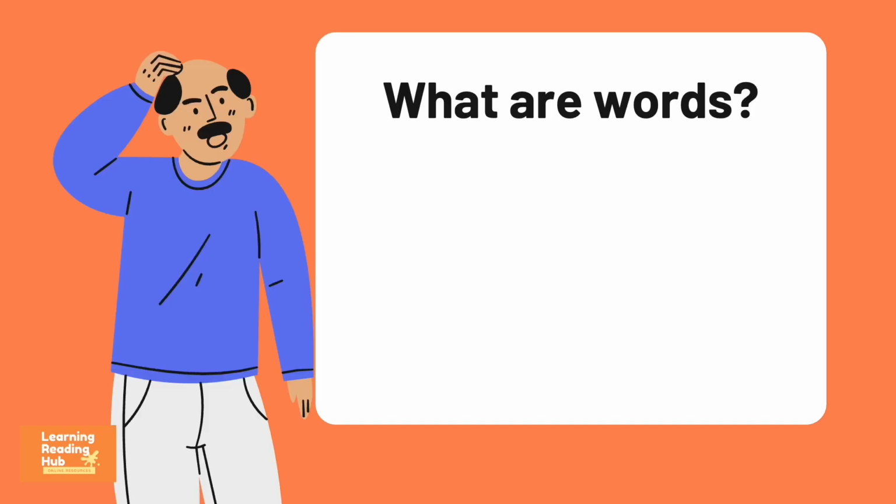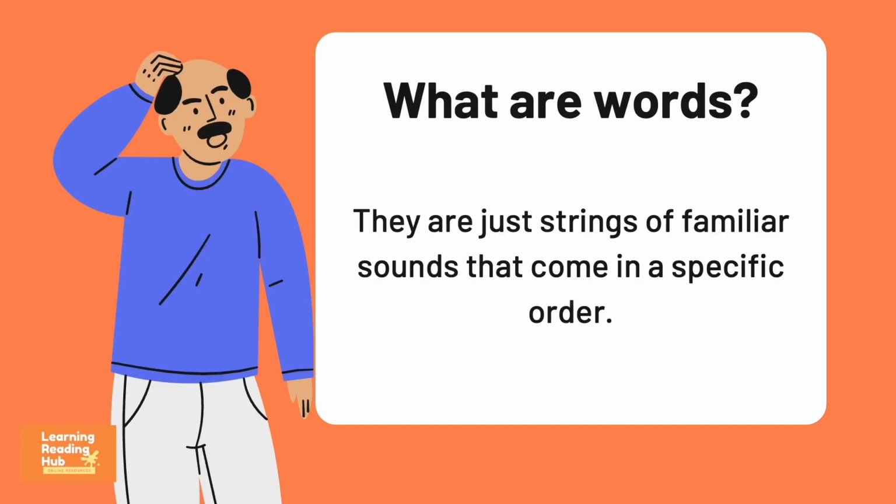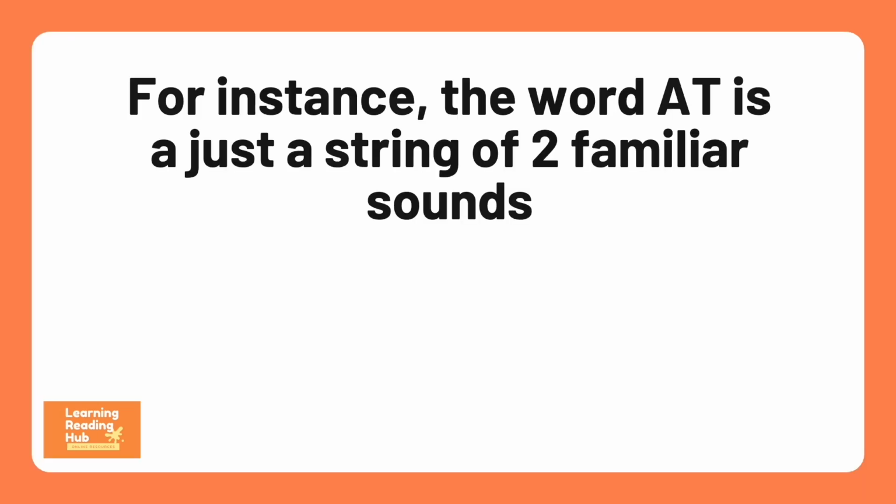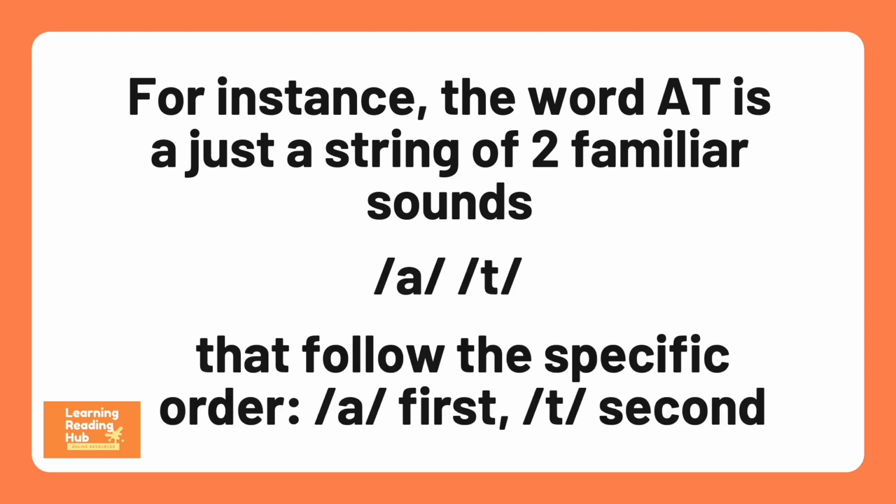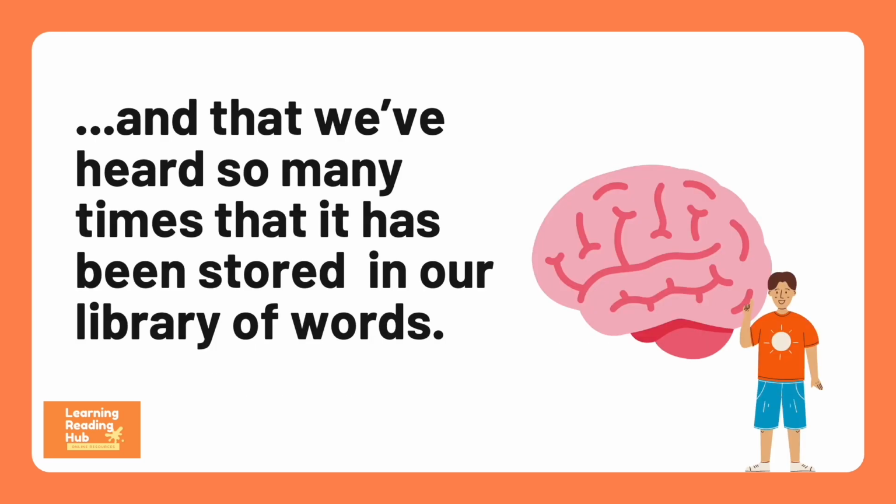Let's think for a moment. What are words? They're just strings of familiar sounds that come in a specific order. For instance, the word "at" is just a string of two familiar sounds, "a" in the first place, "t" in the second place, that we've heard so many times that it has been stored in our library of words.